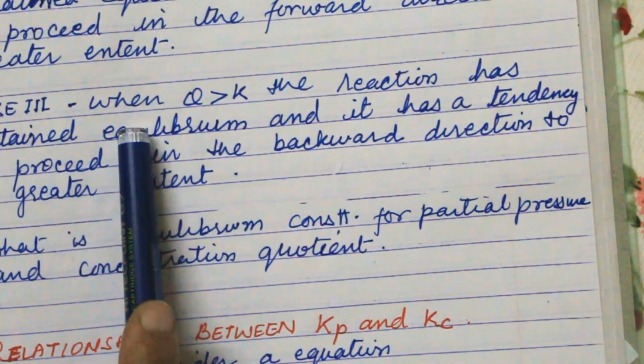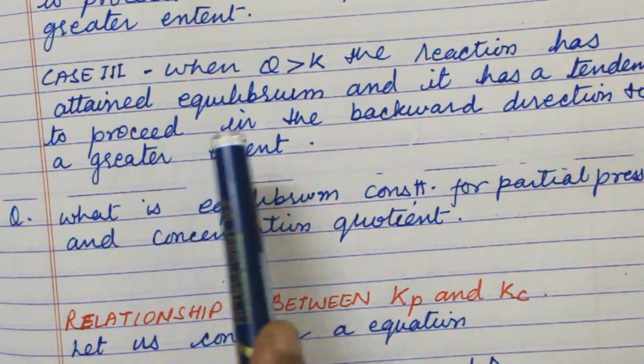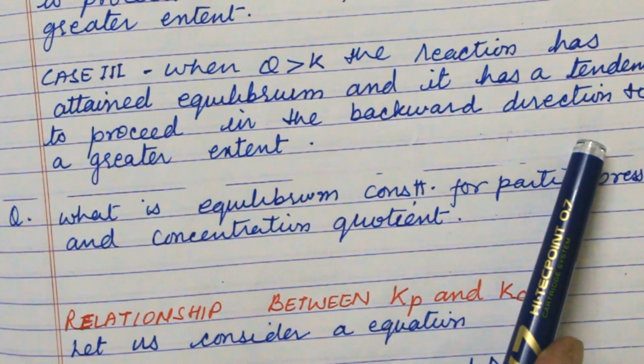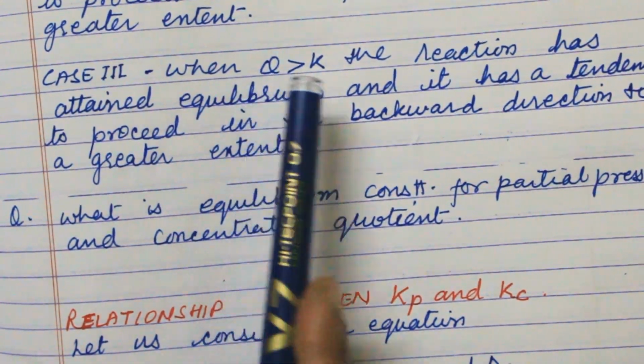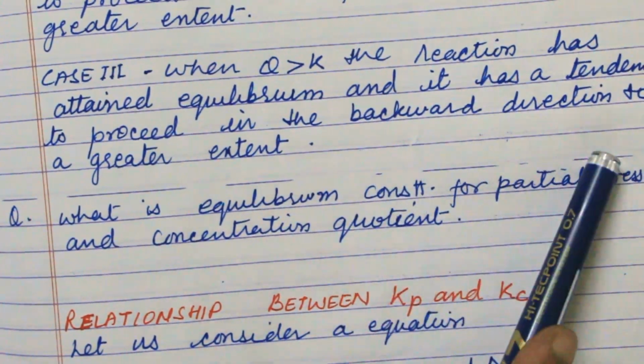Now case 3, when Q is greater than K, then the reaction has not attained equilibrium and it has a tendency to proceed in the backward direction. When Q is greater than K, then the reaction goes in the backward direction, or reverse direction, to a greater extent.